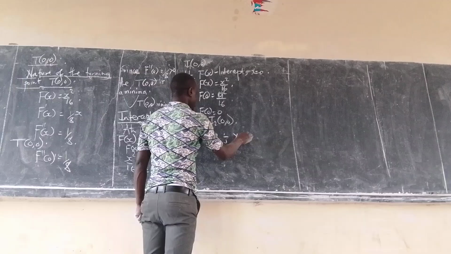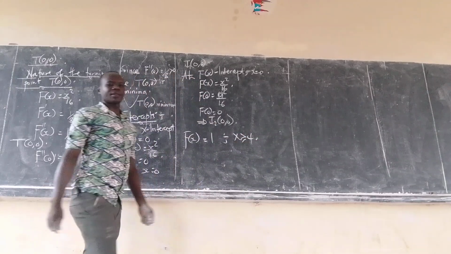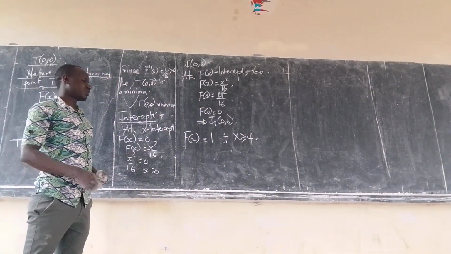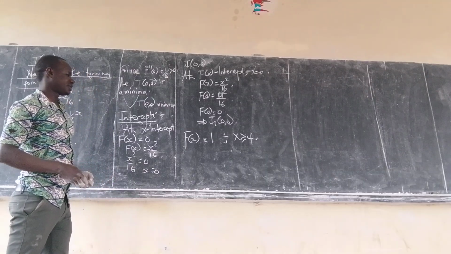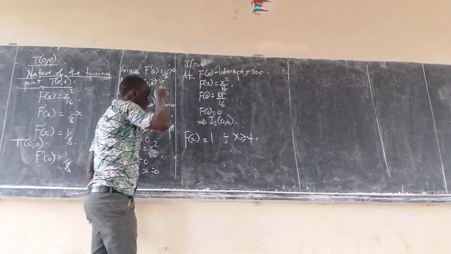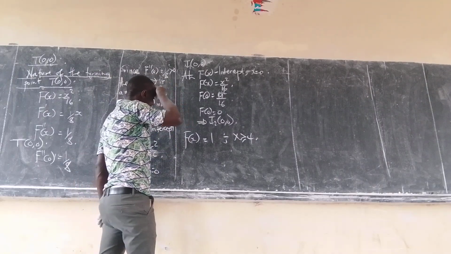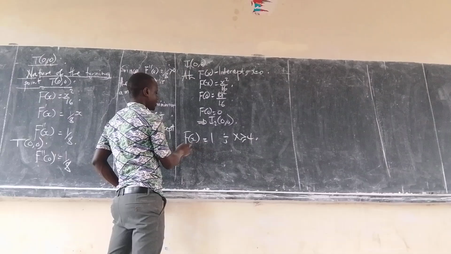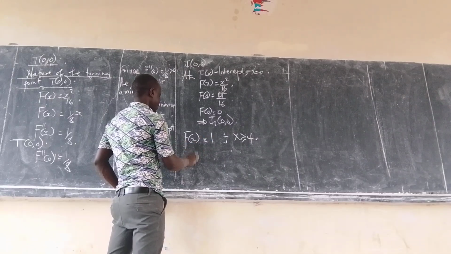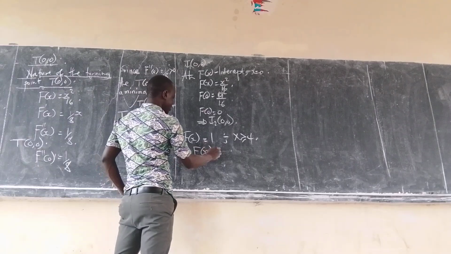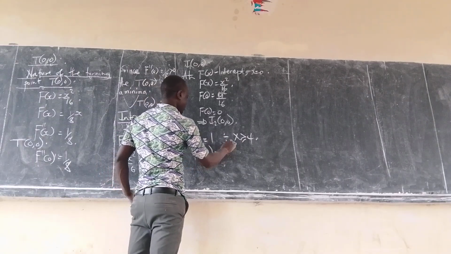That is when x is greater or equal to 4. Because it was the 1 that was when x is greater or equal to 4, we now determine whether this is linear or non-linear. Our capital F of x, since it is equal to a constant, is linear.